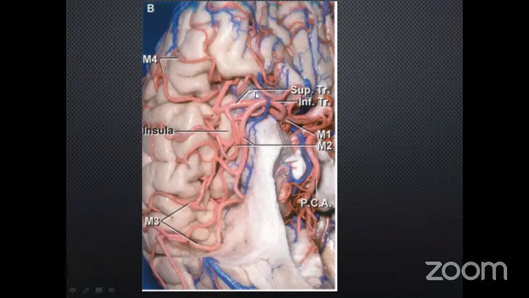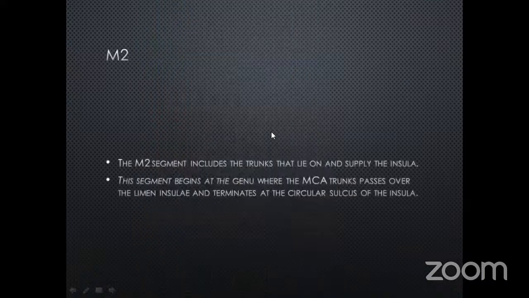So this is again superior and inferior trunk, insula, and these are the M4 branches and M3 branches. The M2 segment includes the trunk that lies on and supplies the insula. This segment begins at the genu where the MCA trunk passes over the limen insula and terminates at the circular sulcus of the insula.